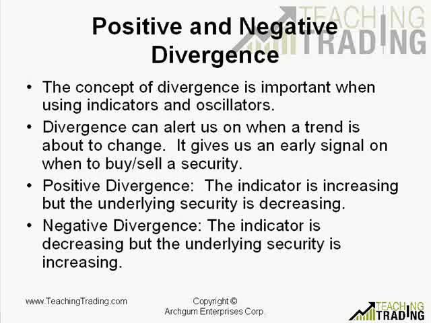So we're going to talk about divergence. The concept of divergence is important when using indicators and oscillators. Divergence can alert us on when a trend is about to change. It gives us an early signal on when to buy and sell a security. So we have positive divergence, and this is when the indicator is increasing, but the underlying security is decreasing. And we also have negative divergence. The indicator is decreasing, but the underlying security is increasing.